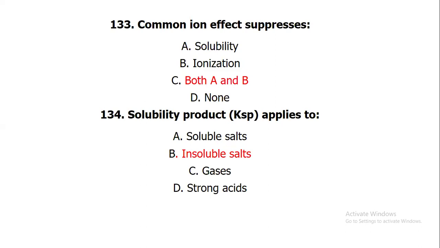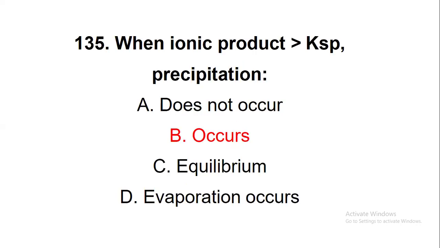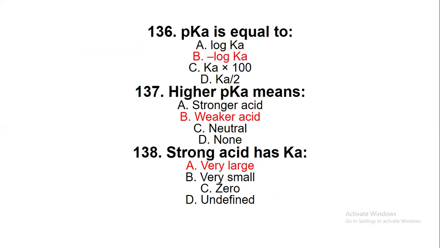Solubility product applies to insoluble salts. When ionic product is greater than Ksp, precipitation occurs. pK is equal to minus log K. Higher pK means weaker acid. Strong acid has K very large.